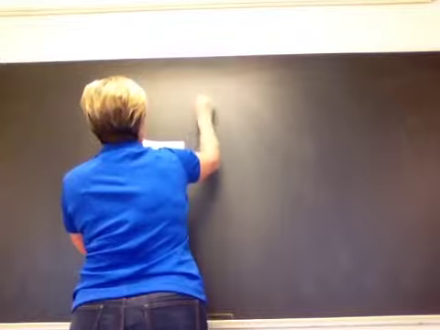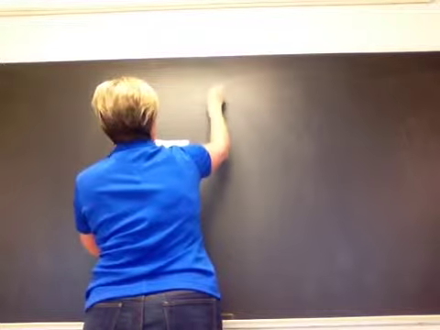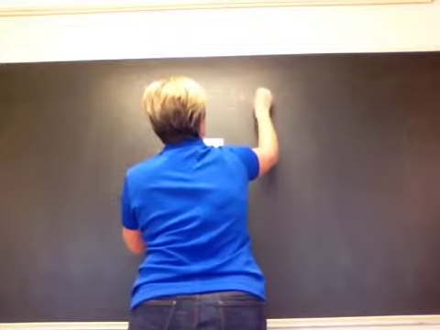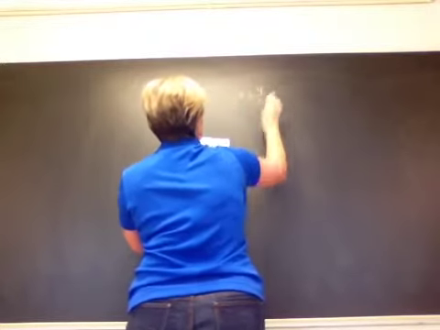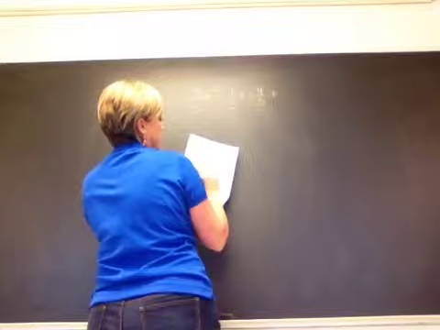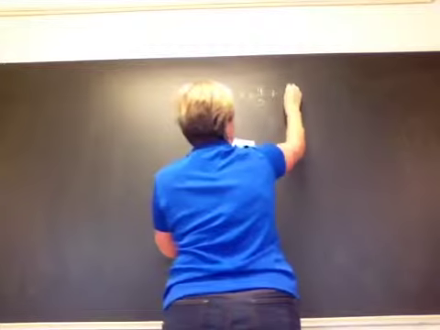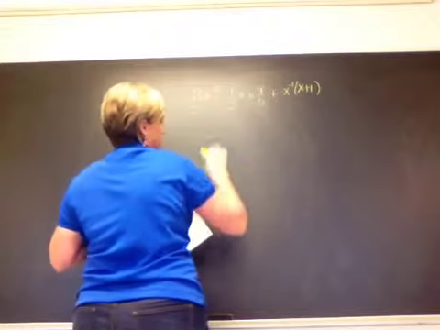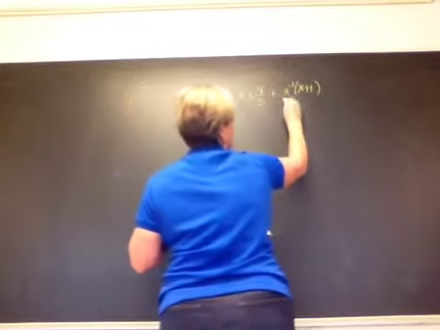So I'm going to rewrite the first one. And I'm going to rewrite the last one, and I'm going to distribute. So that would be x to the negative 1 times x plus 1. So I'm going to just remember.